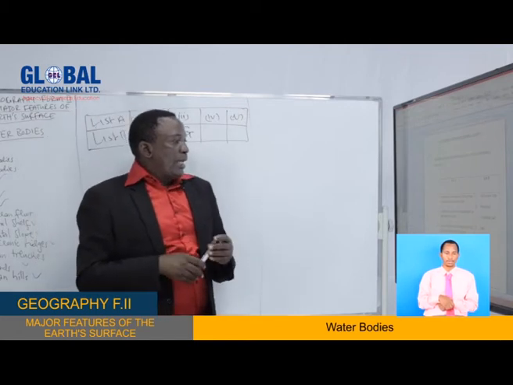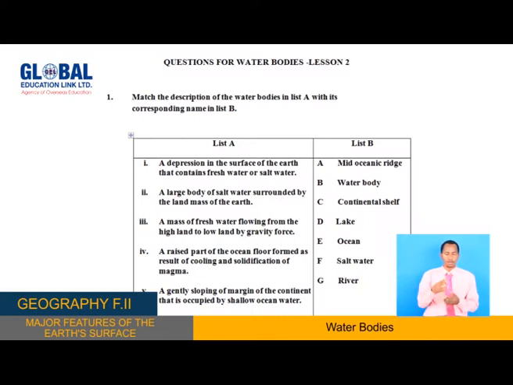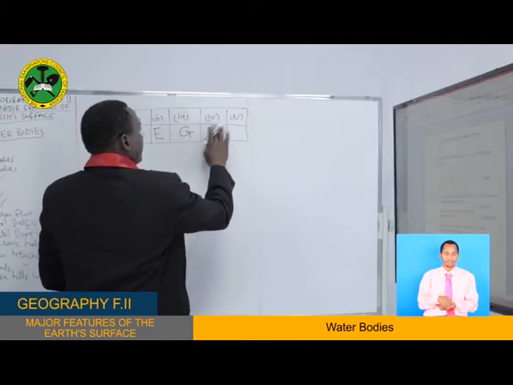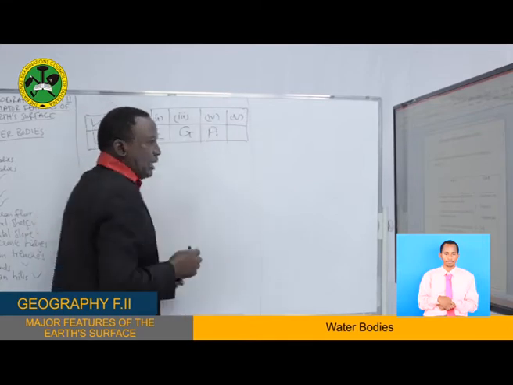Roman 4. A large part of the ocean floor formed as a result of cooling and solidification of the magma. So this is A. Mid-Oceanic Ridge. So the answer is A. Answer here, A.